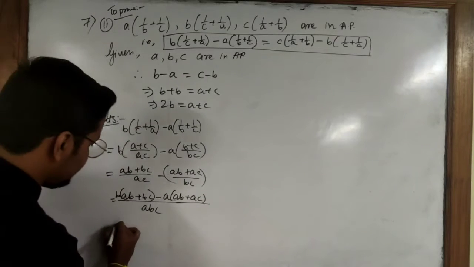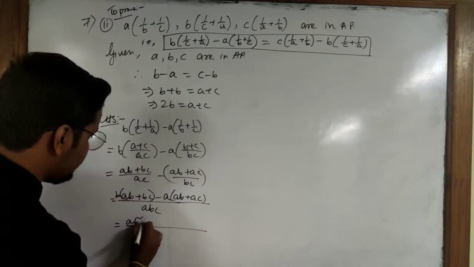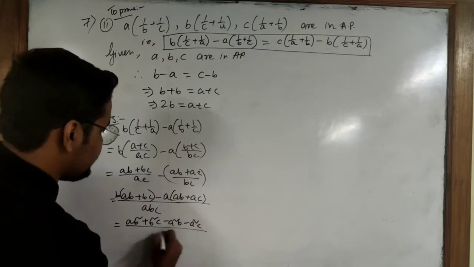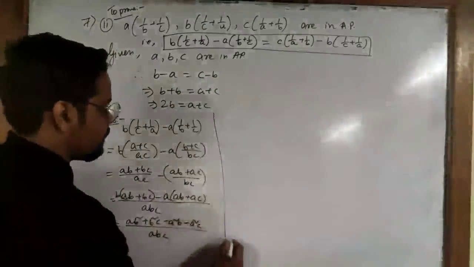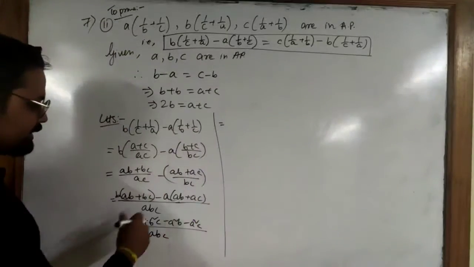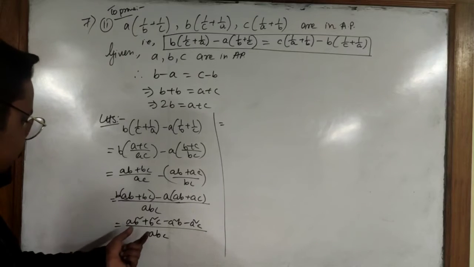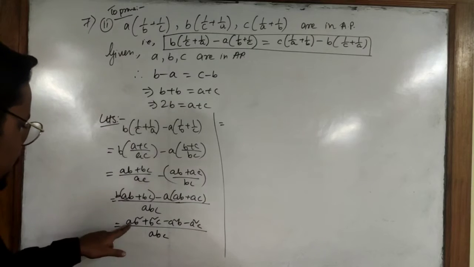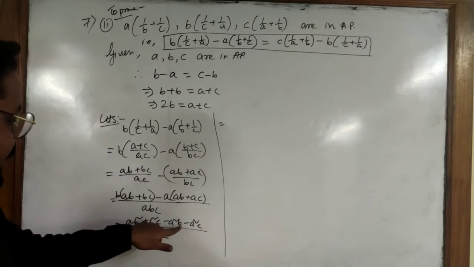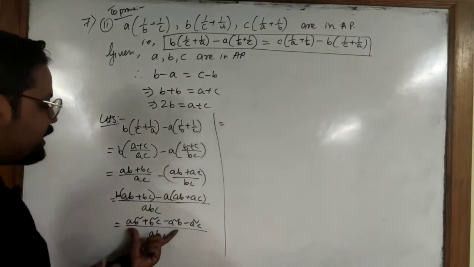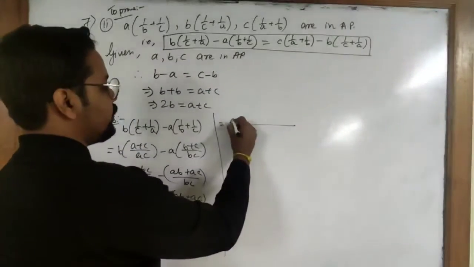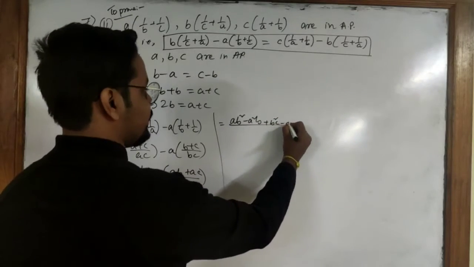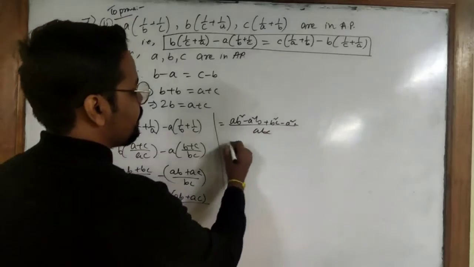Now let us keep on simplifying it. We will get AB square plus B square C minus A square B minus A square C, over ABC. What is the next thing that we can do? Let's take A square common. From here we get A square B and AB square and A square B. From these two we can take, okay, let's put these two together: AB square minus A square B plus B square C minus A square C, over ABC.